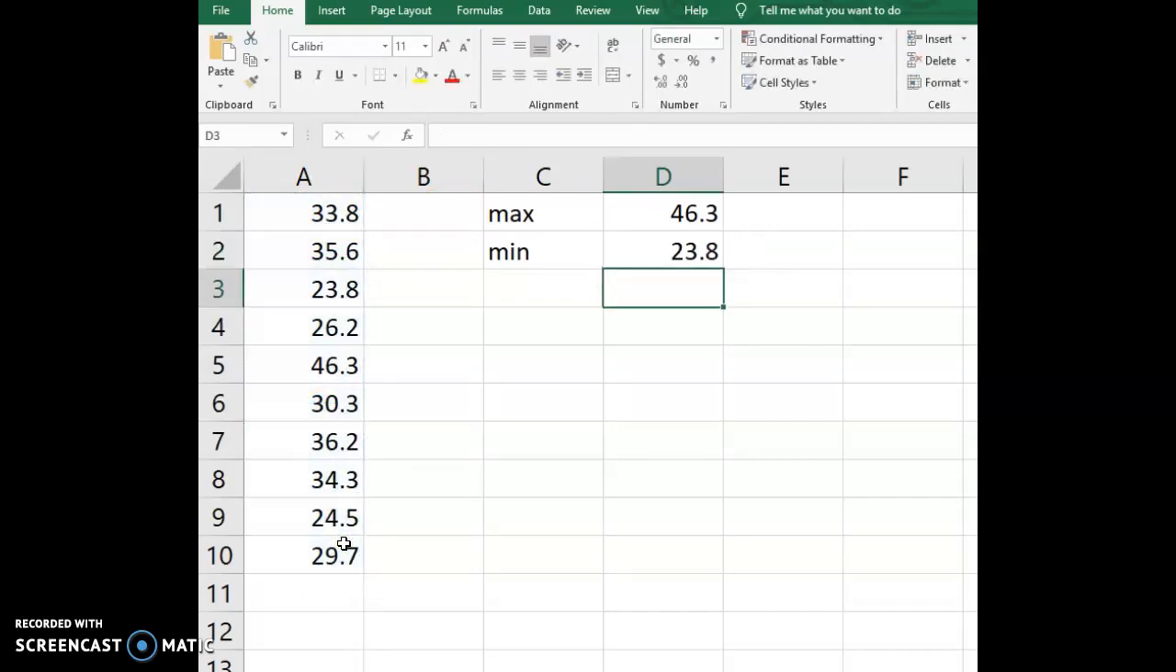But if you had a super large data set with hundreds and hundreds of data values, it's much easier to use max and min here. So here we have our largest and smallest. We want to do subtraction here. So equals D1 minus D2 to take the max minus the min, and we get our range of our data set.